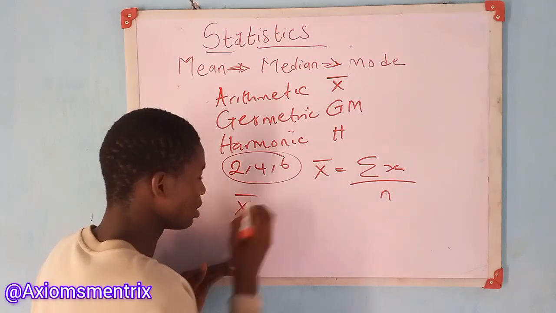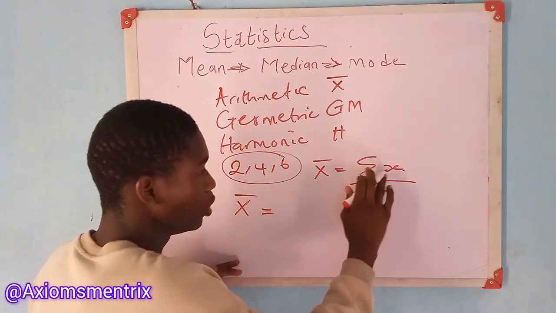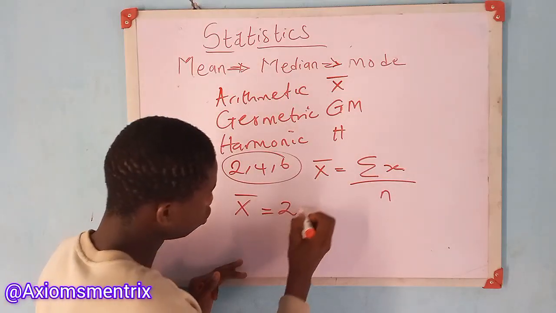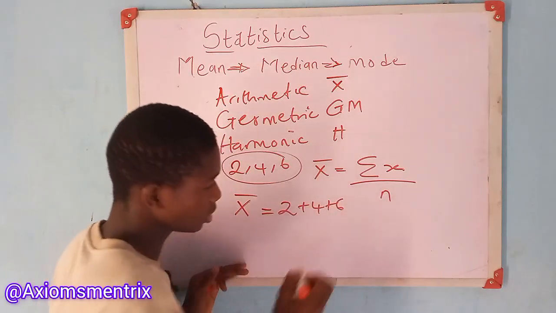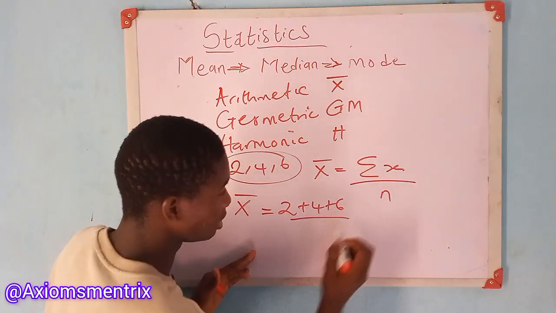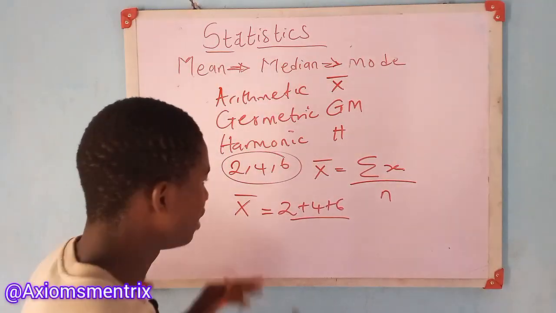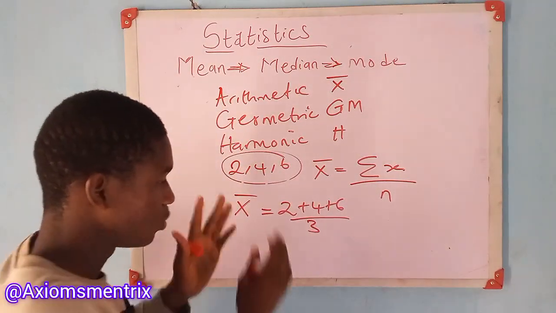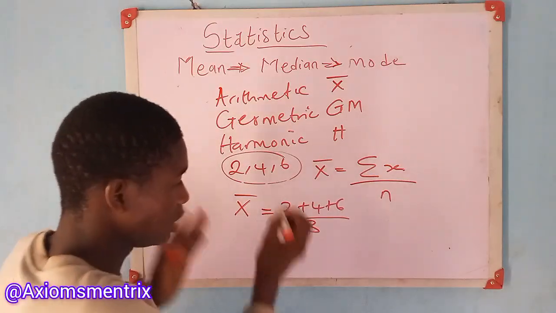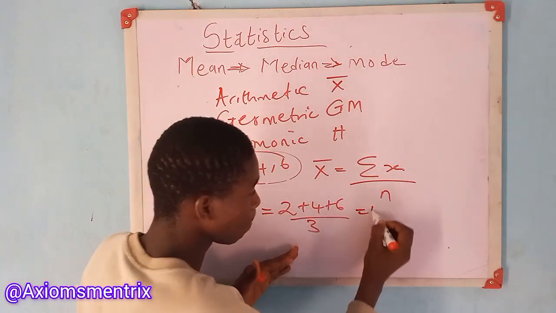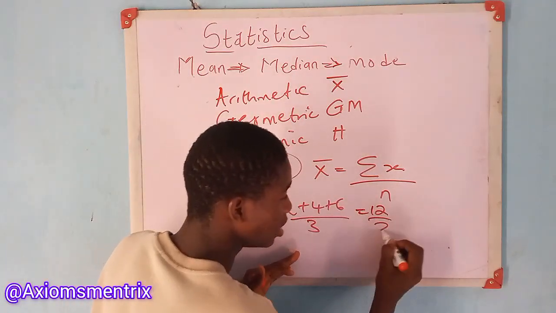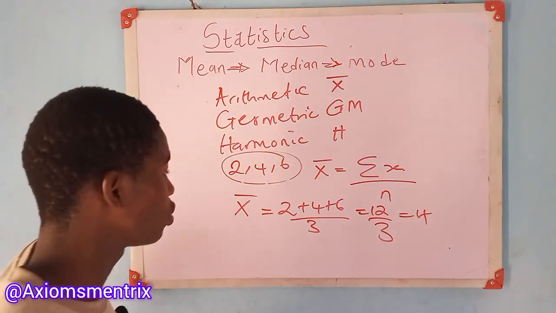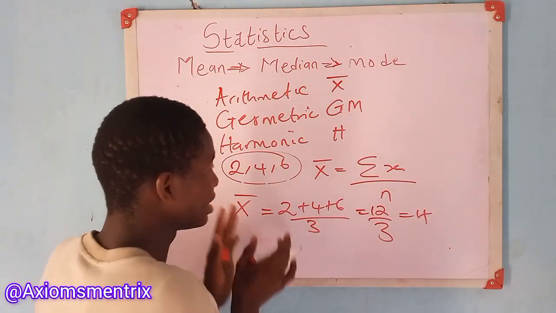Our mean is equal to the summation of x, that is, the summation of all the values here, which is 2 plus 4 plus 6, divided by the pieces of data, that is 1, 2 and 3. From here, 2 plus 4 gives me 6. 6 plus 6 gives me 12. 12 divided by 3 gives me 4. Simple, right? That's that for the arithmetic mean.